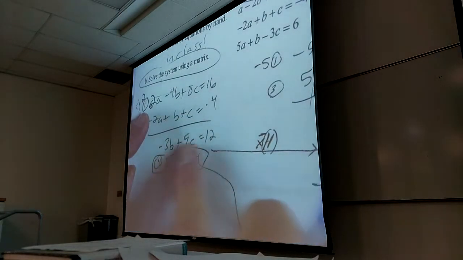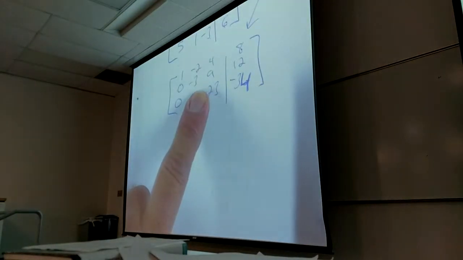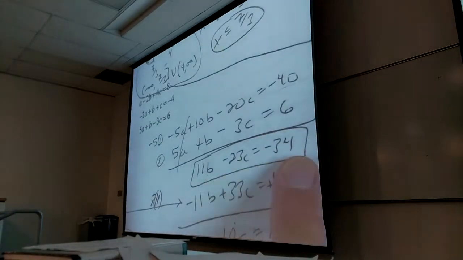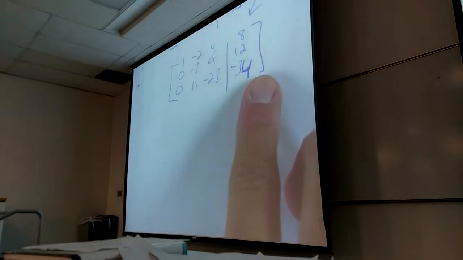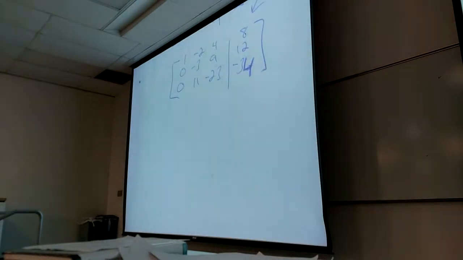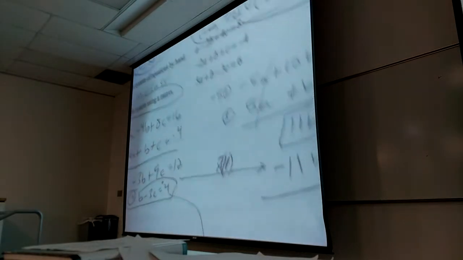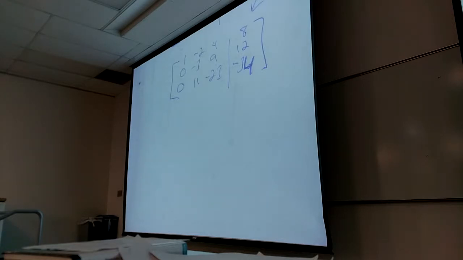I get negative 3, 9, 12. And I got 11, negative 23, negative 34. So the matrix is just a more efficient way of writing this same math down. That's all it is. Focusing on the coefficients because they're really the only things that matter. They're the things that determine how I kill this.